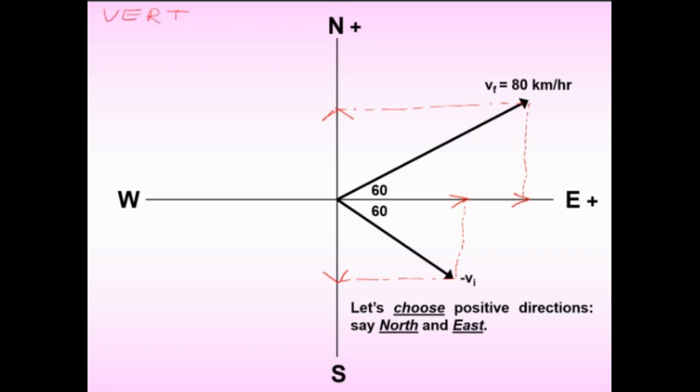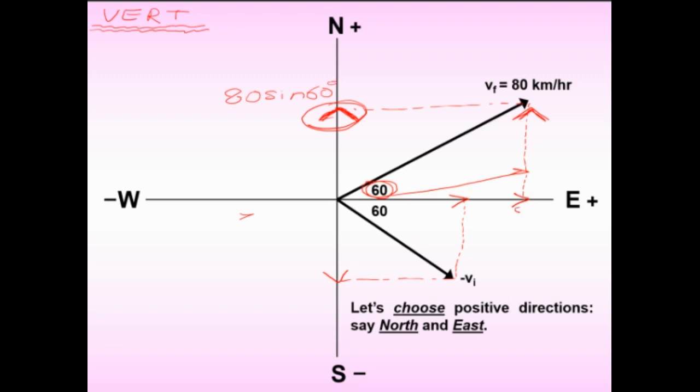VERT for vertical. Can someone tell me, is this going to be cosine or sine of this 60? How many people say it's sine? It is sine. You know why? Because it's opposite. This guy right here is as big as this guy, and that's sine because it's opposite. So everyone go ahead, and I just want you here to write 80 sine 60.